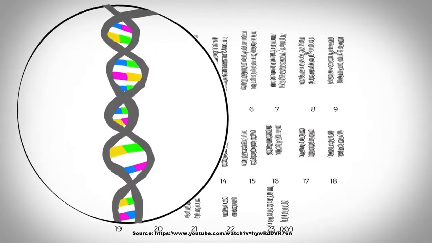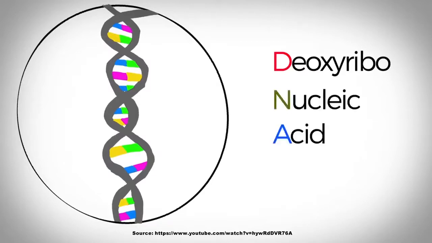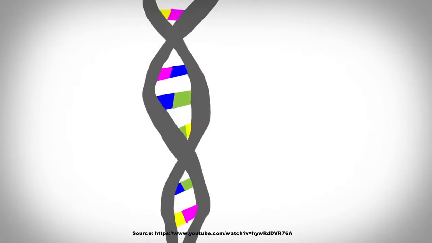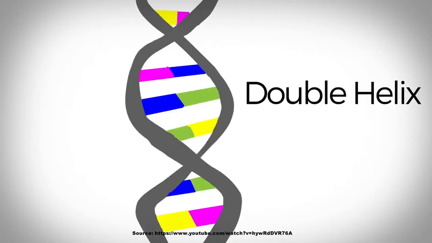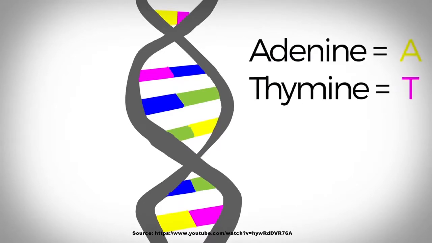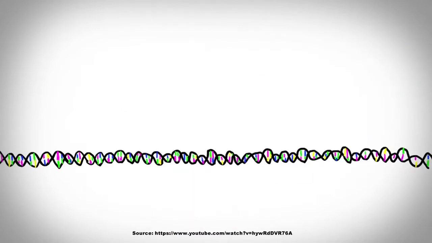The chromosomes are really long strings of DNA, deoxyribonucleic acid. DNA is shaped like a ladder that's been twisted. This shape is called a double helix. The steps of the ladder are made of 4 bases. Adenine is A, thymine is T, guanine is G, and cytosine is C. A stretch of the DNA is called a gene.